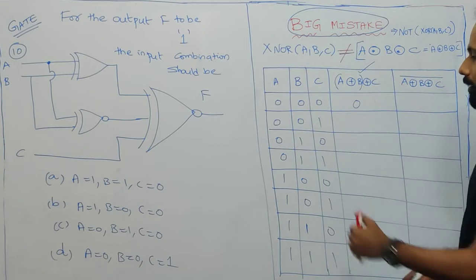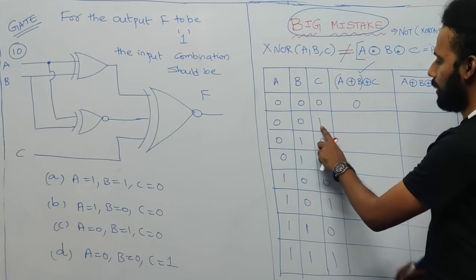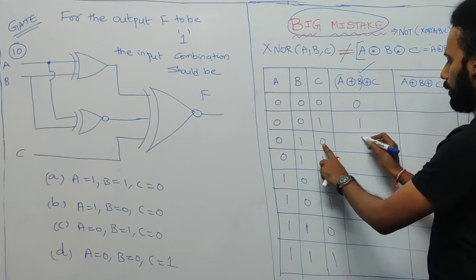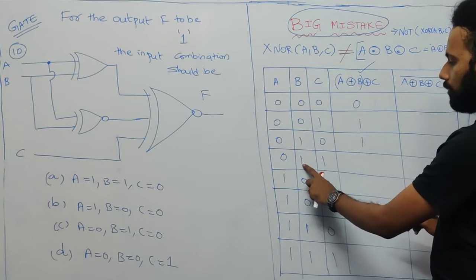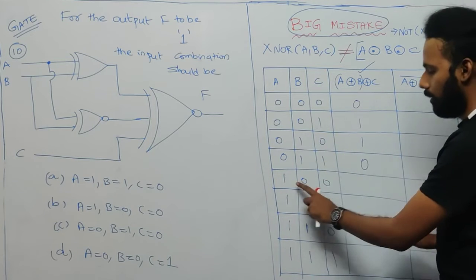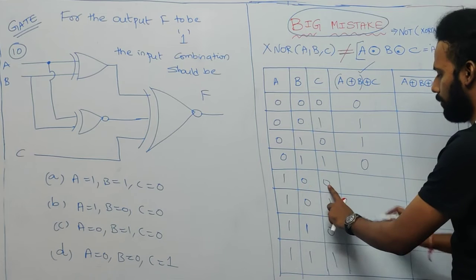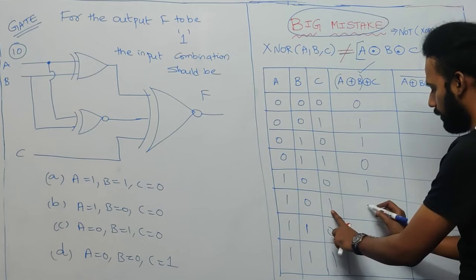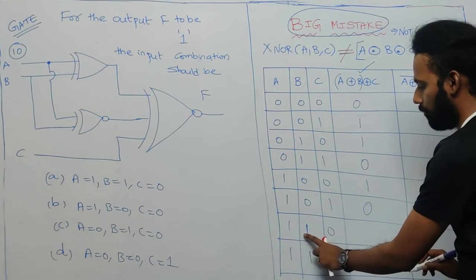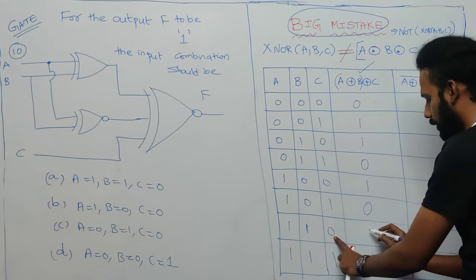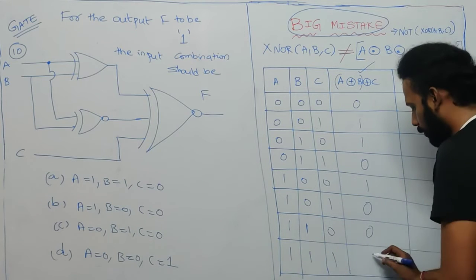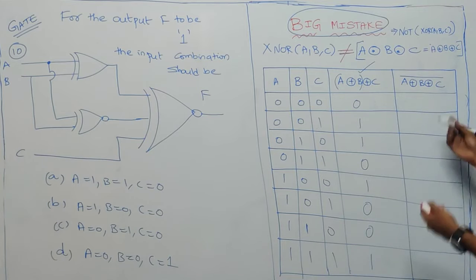Everything is the same. 0 XOR of 0 is 0, 0 XOR of 1 is 1, 0 XOR of 1 is 1, 1 XOR of 0 is 1, 0 XOR of 1 is 1, 1 XOR of 1 is 0, 1 XOR of 0 is 1, 1 XOR of 0 is 1, 1 XOR of 0 is 1, 1 XOR of 1 is 0, 1 XOR of 1 is 0, 0 XOR of 0 is 0, 1 XOR of 1 is 0, 0 XOR of 1 is 1. Now complement.